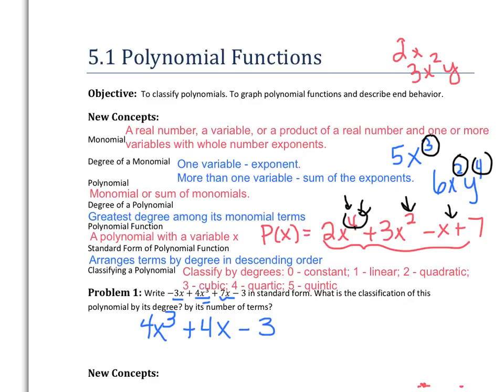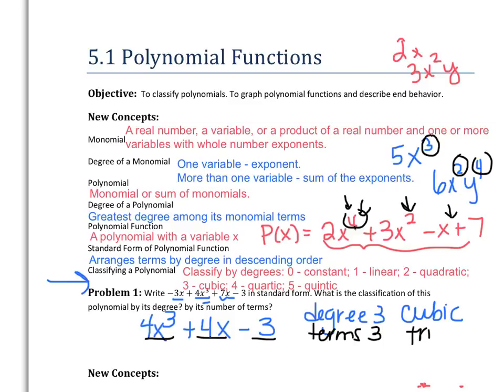When I classify by the degree, this polynomial is degree 3. As we said up here in classifying polynomials, we'd call that a cubic function. So it's cubic, and then by number of terms, if I count my terms, I have 1 term, 2 terms, 3 terms. If you have 3 terms, you have a trinomial. So it's a cubic trinomial.